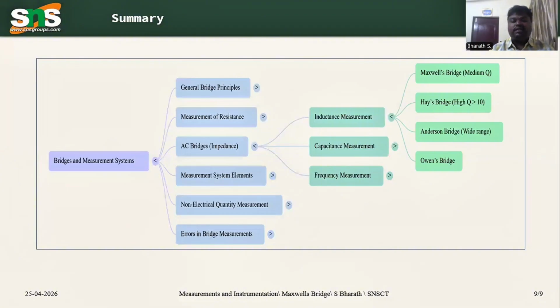As a whole, we have just discussed what AC bridges are. What is one classification of AC bridges? The Maxwell's bridge. Maxwell's bridge is used to find out the unknown value of impedance. We'll meet in the next class with another type of bridge circuit used for measurement.